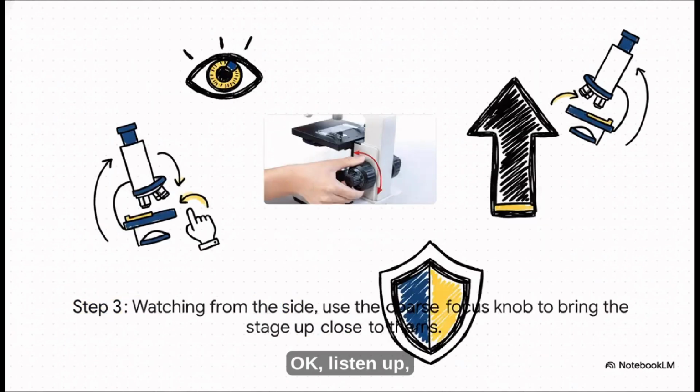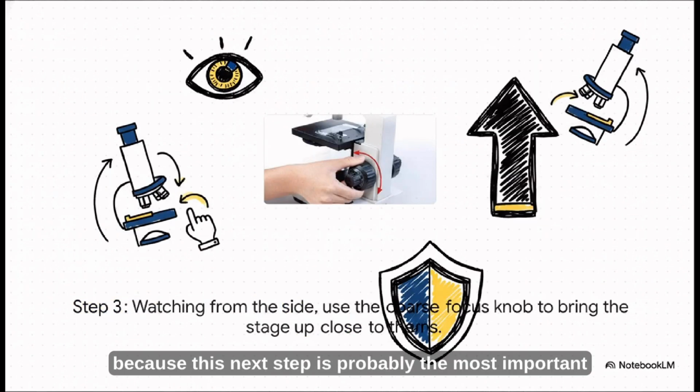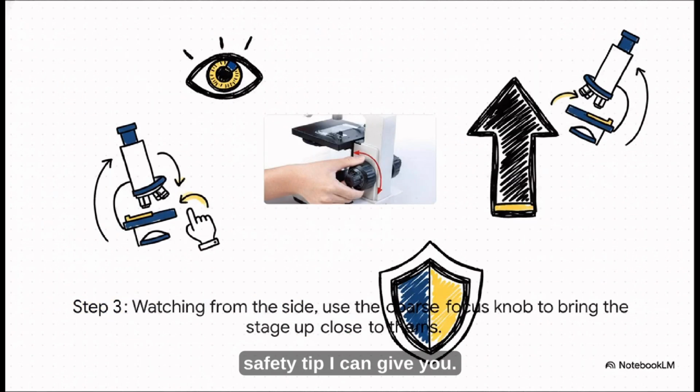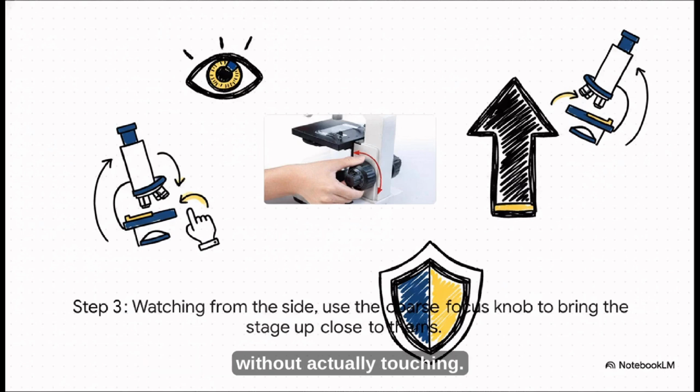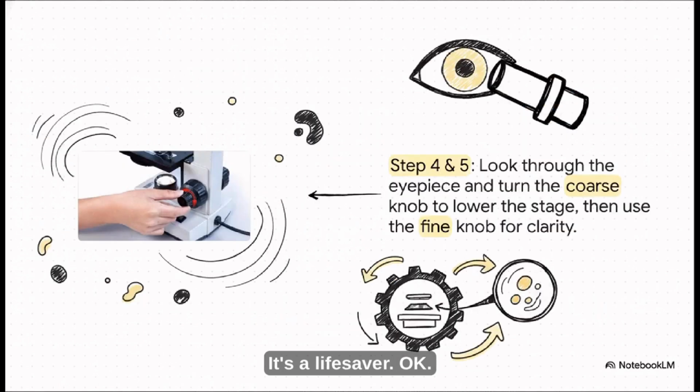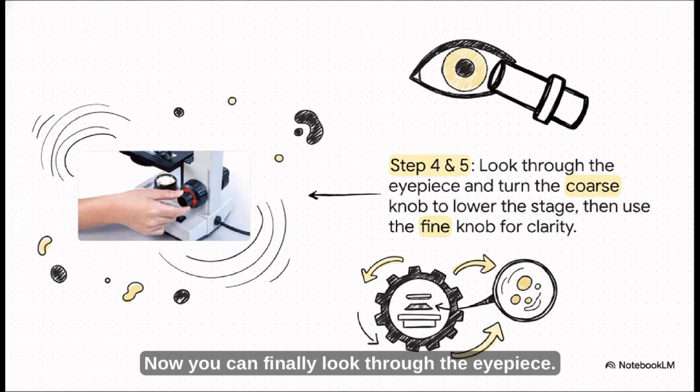Easy. Okay, listen up, because this next step is probably the most important safety tip I can give you. Don't look through the eyepiece yet. Nope. Instead, watch from the side and turn that big, coarse focus knob to raise the stage all the way up. Get it as close to the objective lens as it can go without actually touching. This one move, right here, will prevent you from ever accidentally cracking a slide. It's a lifesaver.